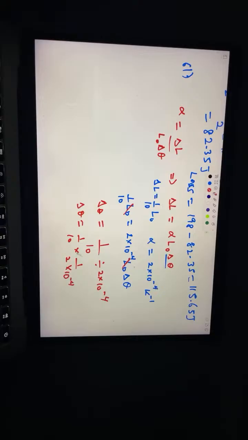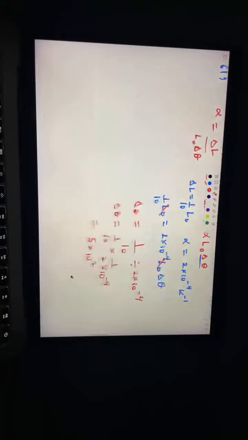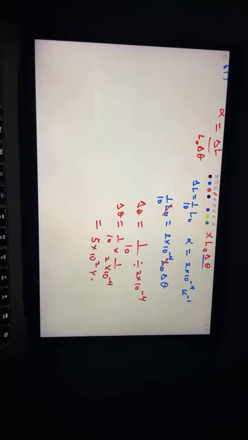So when you do this very well, you will have 1/20. So that will be 0.5 times 10 raised to power negative 3. So which will be what? 5 times 10 raised to power 2. So when you do this very well, you will get 5 times 10 raised to power 2 Kelvin. So the rise in temperature will be around 500 Kelvin.